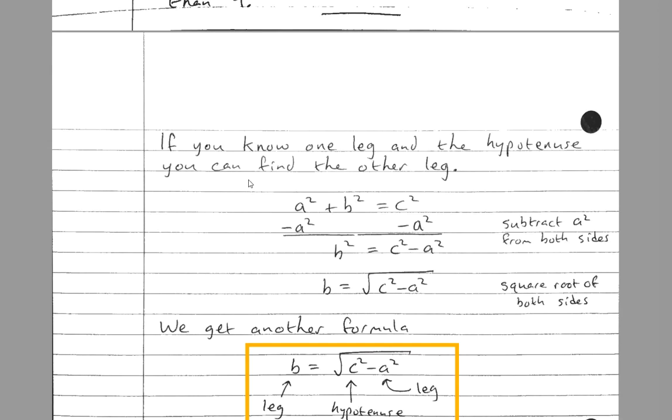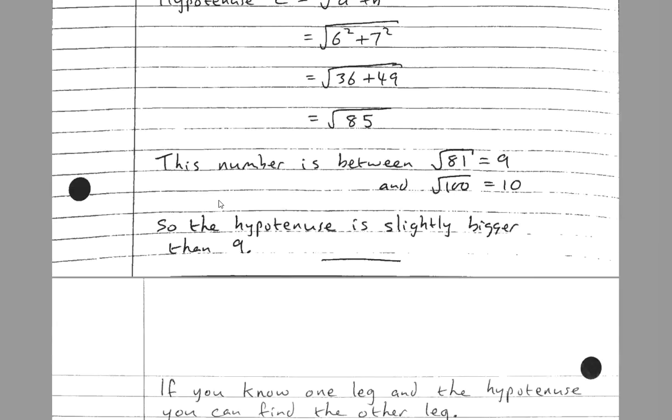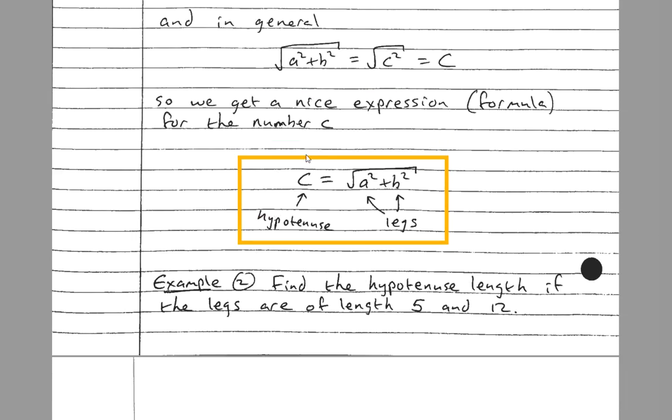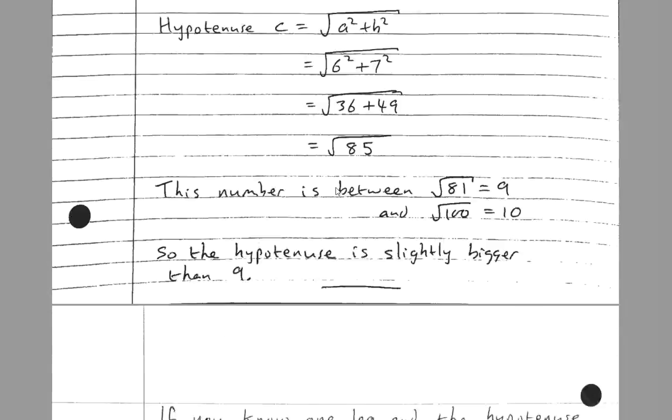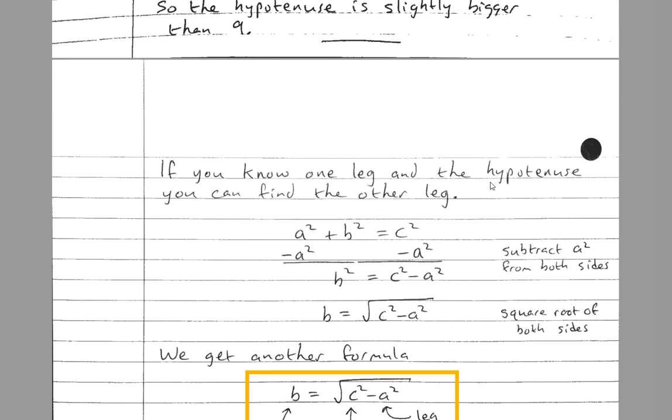Okay, one more application of the Pythagorean theorem. This formula we've just been using: if you know the two legs, you can work out the hypotenuse. So we can rearrange that. If you know one leg and the hypotenuse, then you can work out the other leg. So it's our usual kind of situation: there are three related numbers, and if I give you two of them, then you can work out the third.